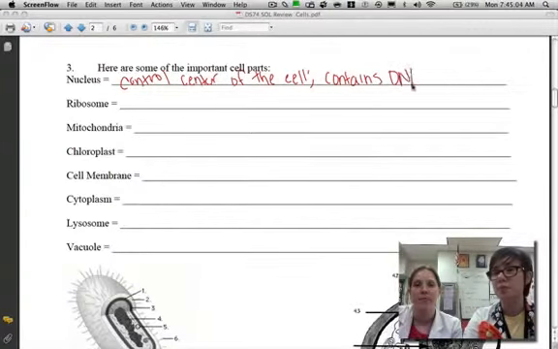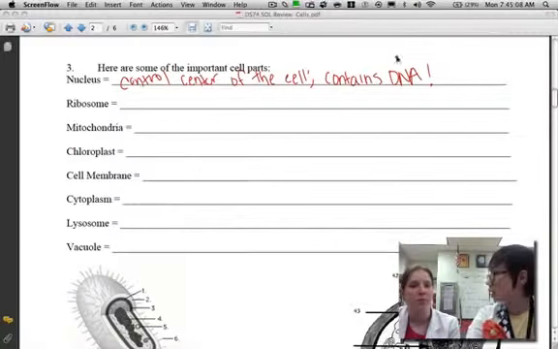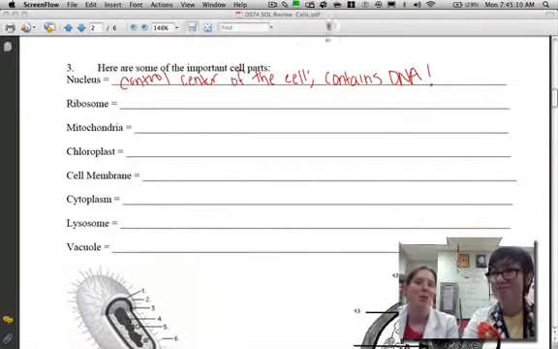And it's just something to remember from our last SOL review. DNA is always stuck in the nucleus. Why, Ms. Hines? Because it's a really fat molecule. It's double-stranded. All right, let's look at ribosomes.